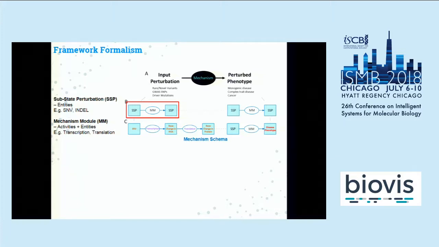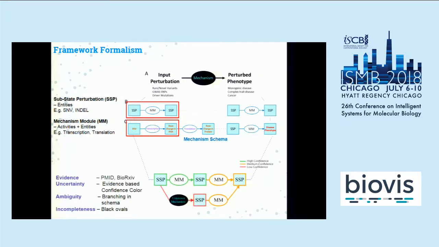As an example, here's a SNV, which is an input to a transcription mechanism module, which causes a change in RNA, which is an input to a translation mechanism, which changes the protein, and so on and so forth. You can imagine this kind of structure connecting a SNV to a disease phenotype. Such a structure, we call a mechanism schema.